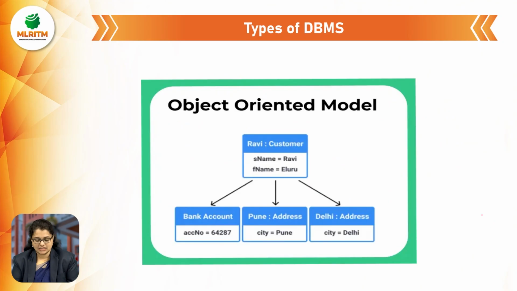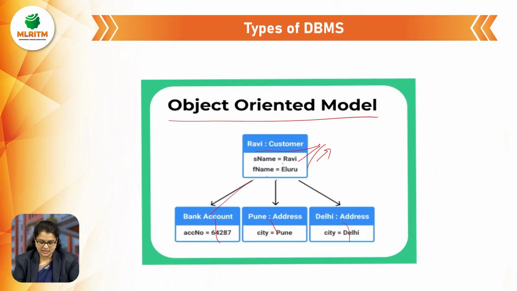So look at this diagram. This represents the object-oriented database management system model. This is the class and these are the subclasses. So here Ravi is a customer. Ravi has his name and his father's name, otherwise the place name. This particular Ravi contains the bank details and his address and another address, a permanent and present address. We can store the data in terms of classes, objects and subclasses. Okay.